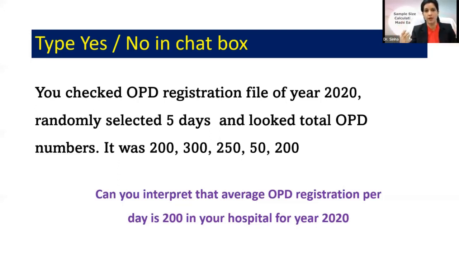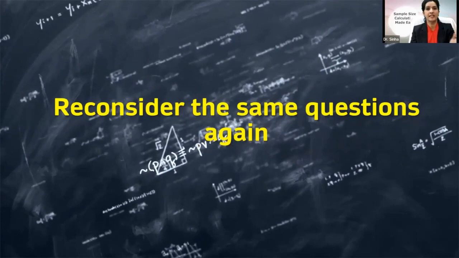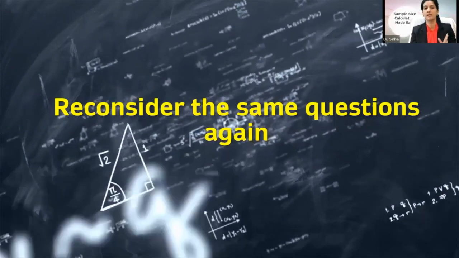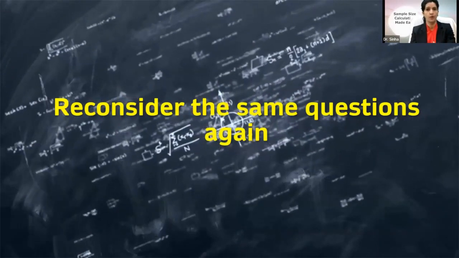The average of 5 days cannot be taken as the mean of the entire year. Dr. C.M. Singh, in his welcome speech, spoke about generalizability. We will talk more about this later in this session, but all of you are clear that by the average of 5 days alone we cannot be certain that the mean of the entire 365 days will be 200.